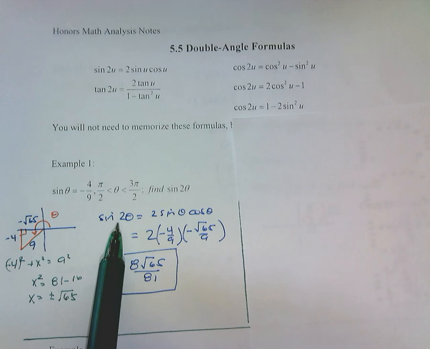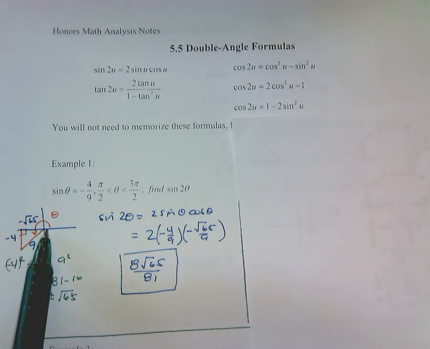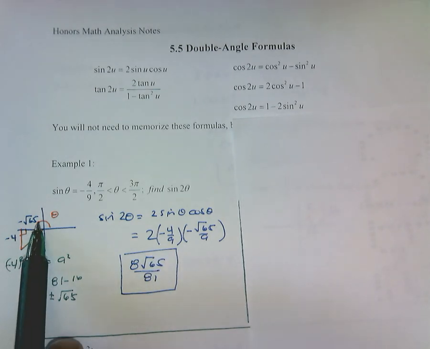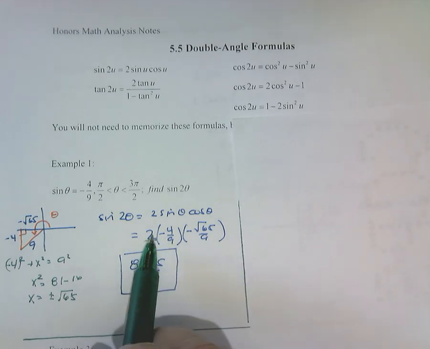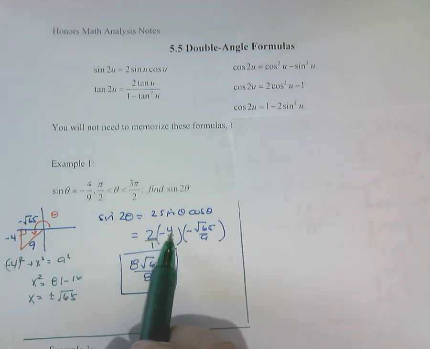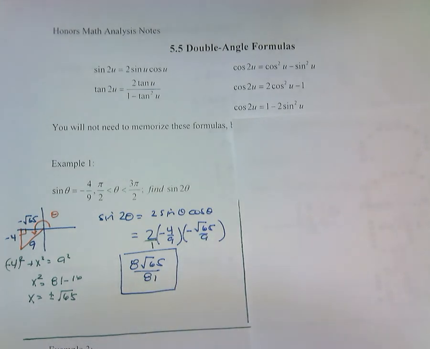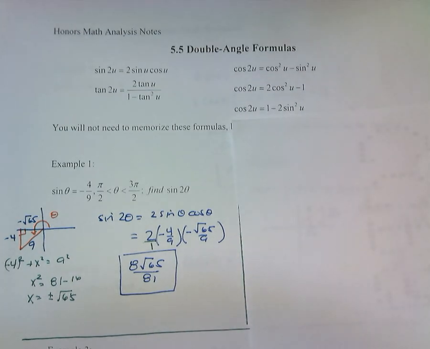Then I just go into my formula. Sine of 2 theta equals 2 sine theta cosine theta. This is theta, so I can look right at my diagram. I have 2. The sine of theta is what I was given, -4/9. Cosine of theta, I can look at the triangle, negative square root of 65 over 9. Put that there. I multiply straight across. Numerator, 2 times -4 is -8. -8 multiplied by negative square root of 65 is going to be a positive 8 square root of 65. 9 times 9 is 81. And there's nothing else I could do with it. That's my answer.